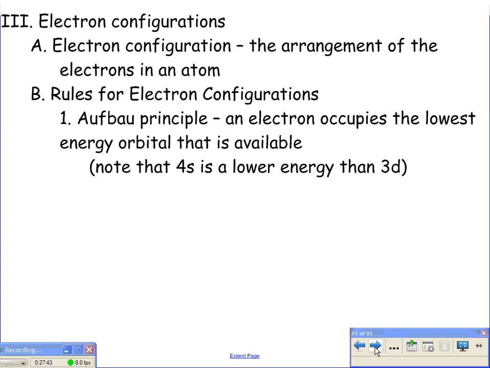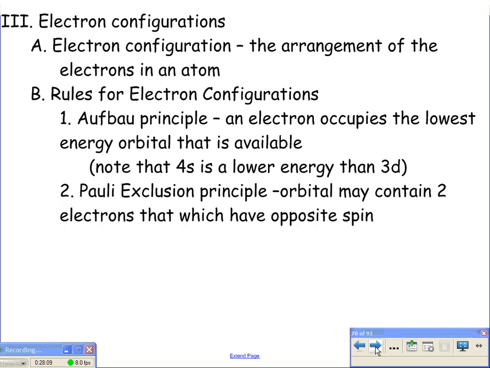The reason is because those positive protons are located in the nucleus, and that's what's attracting the negative electrons. There's a note here, and we'll look at this when we start actually doing some of them, and that's that the 4s is lower than the 3d, and I'll show you how you can see that on the periodic table also. The Pauli exclusion principle has to do with the spin of the electrons.